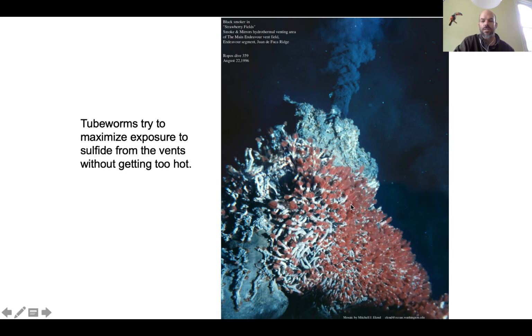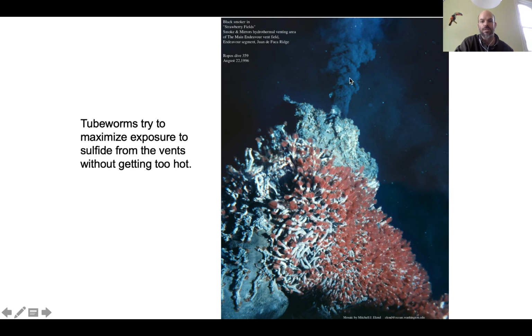And it was noticed that these tube worms are living very close to the source of the fluid. So here's a nice photo taken later on, this was in the mid-90s, of super, super hot water coming out of a hydrothermal chimney here. And you can see that these tube worms are living very close to the source of the super hot fluid coming out of the chimney, but not right next to it.